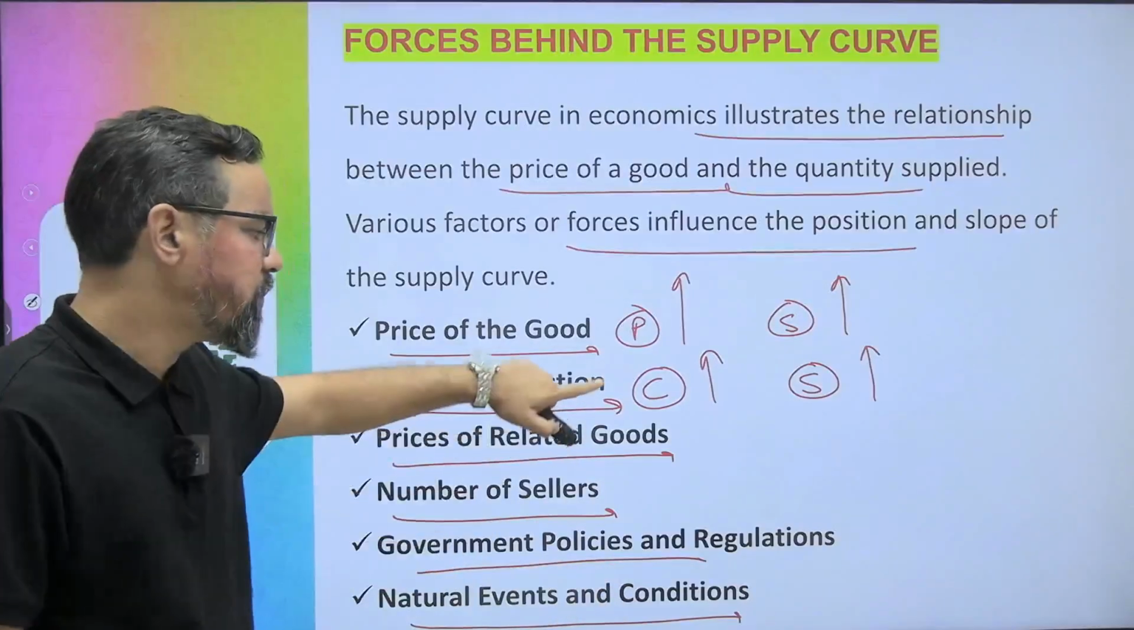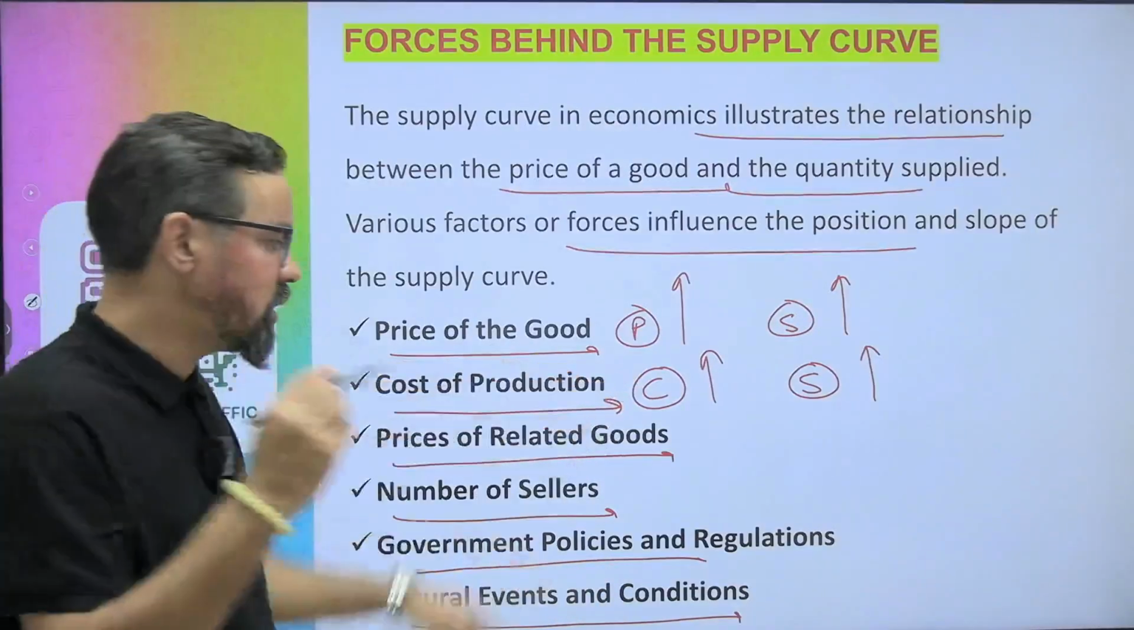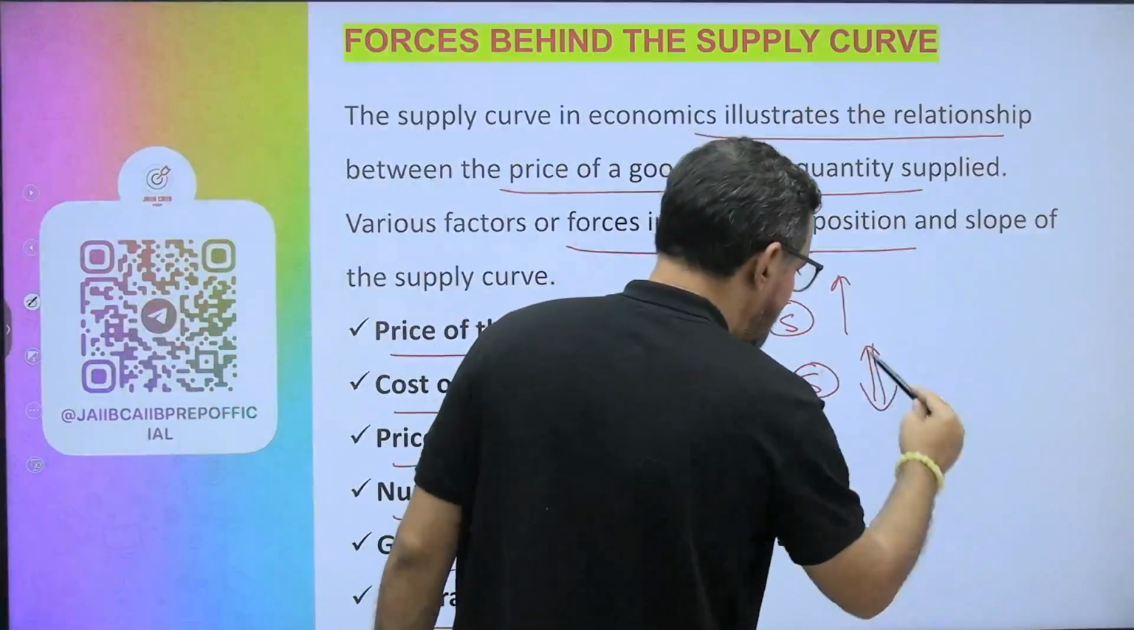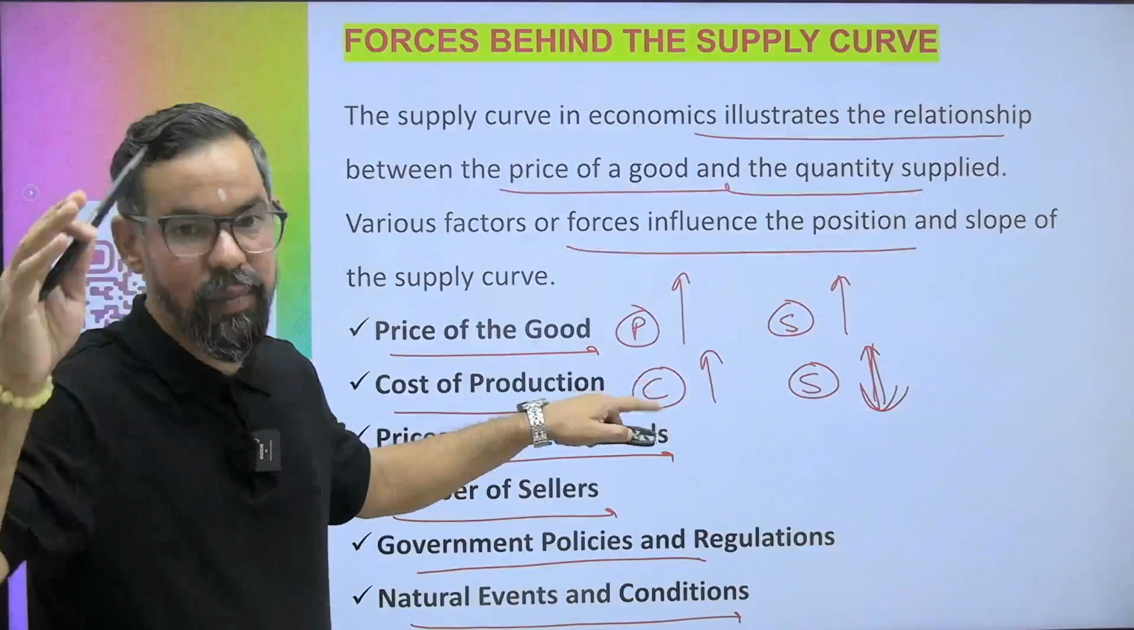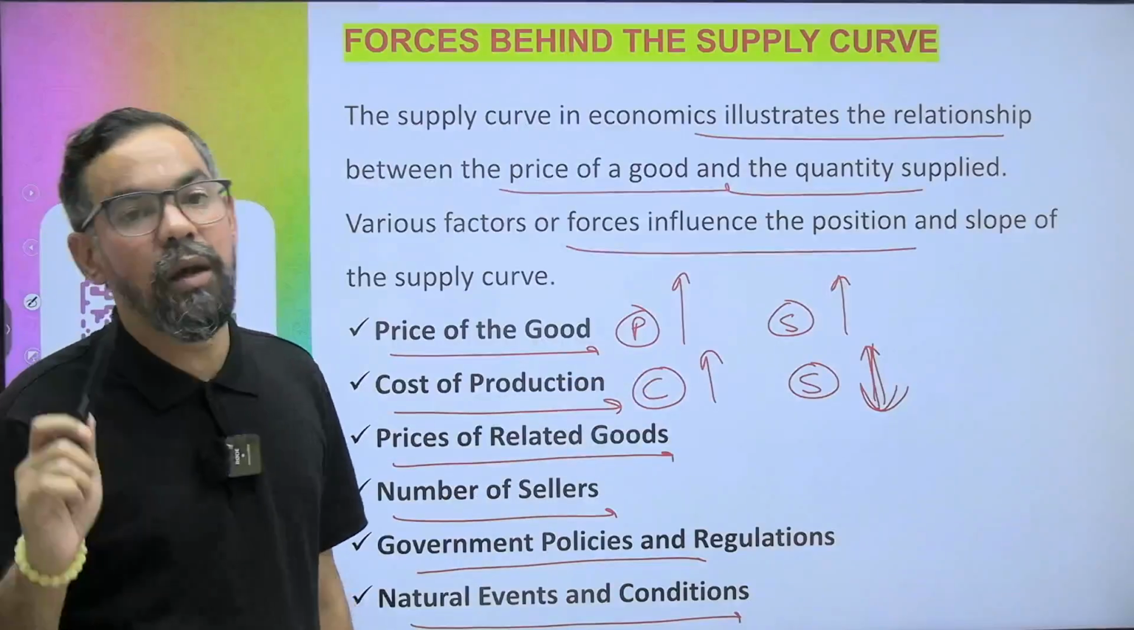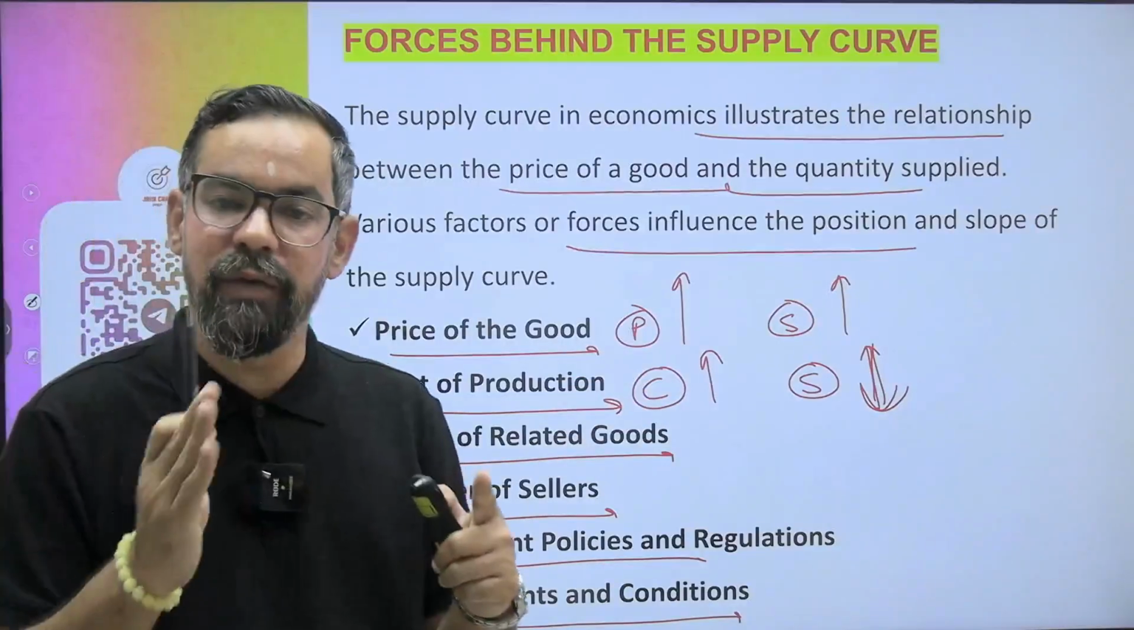Cost of production: if the cost of production increases, the quantity supplied should decrease. Why does it decrease? Because the cost will increase at a higher price. Okay, so you have to build the relation between demand and supply both.